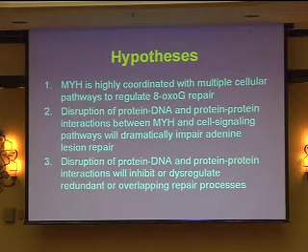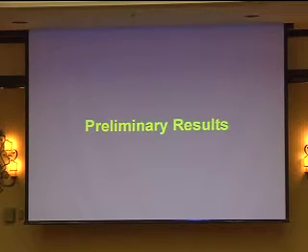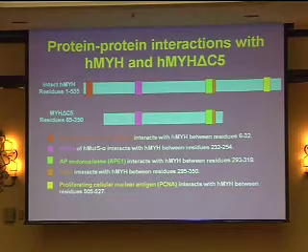So my hypotheses include that MYH is highly coordinated with multiple cellular pathways to properly regulate 8-oxo-G repair, and that if there's disruption of protein-DNA interactions or protein-protein interactions between MYH and cell signaling pathways, adenine lesion repair will be impaired. And finally, disruption of protein-DNA and protein-protein interactions will inhibit or dysregulate redundant or overlapping repair processes. So I'll share with you some of my preliminary results.